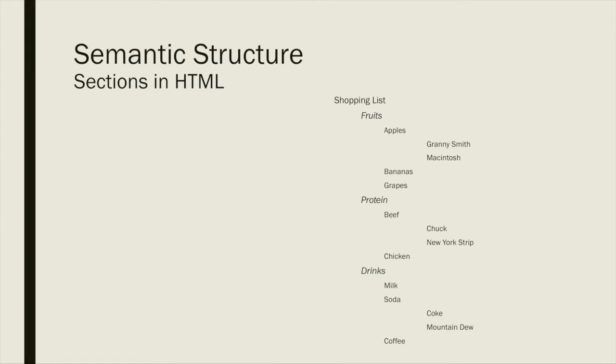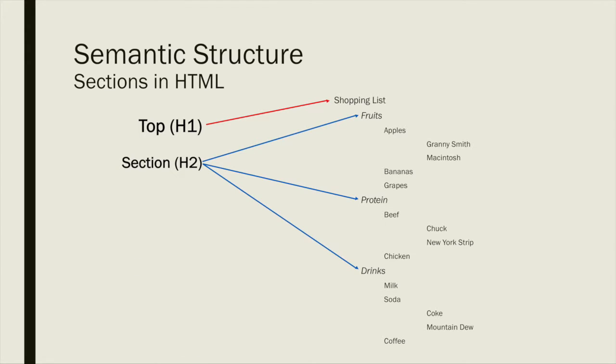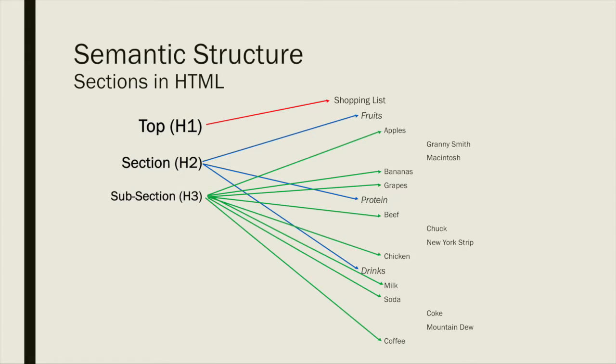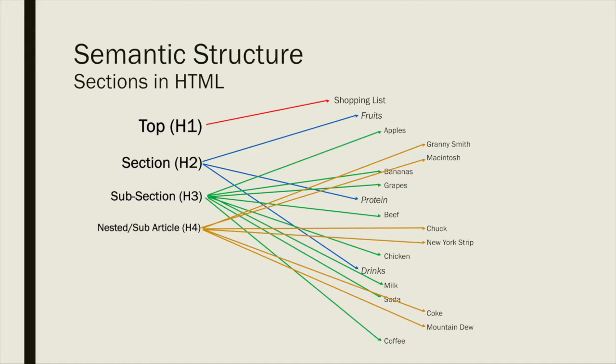Basically, if you were to have this exact same list structured in HTML, one thing you could do is break it up by the header sections. And now this should be a little review from before. The very top should be your H1. Then you have these sections, or your H2s, in this case the fruits, protein, and drinks. You have your subsections, or H3s, which are all the items below that. And then you have your nested or sub-articles, or H4, below all that. And of course you have your H5 and your H6. And this list doesn't require that, we're not going to worry about that.